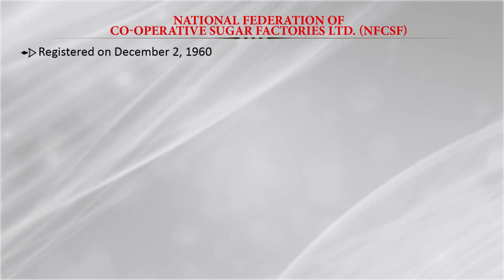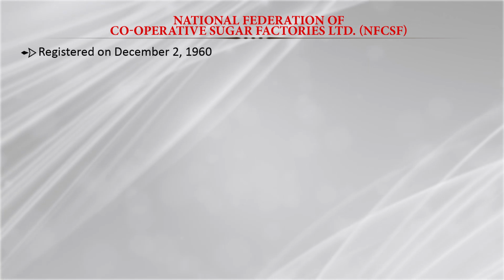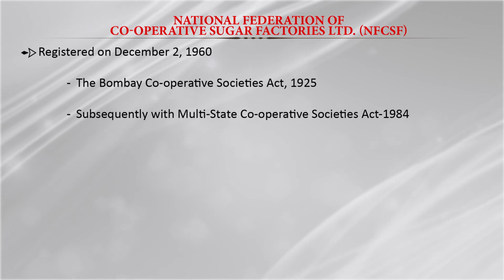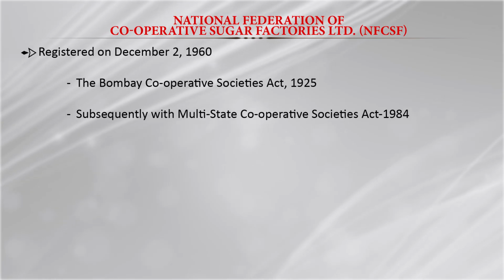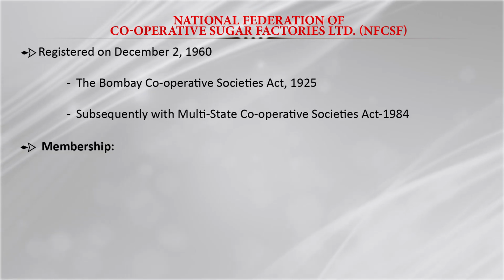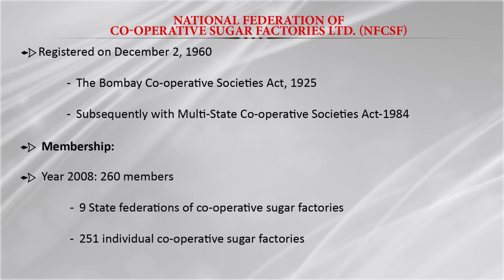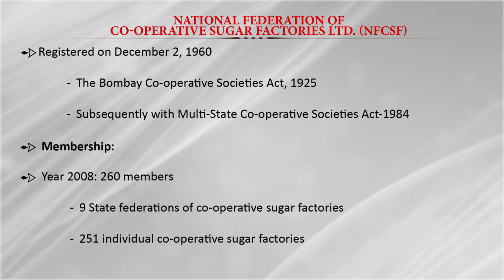We have the National Federation of Cooperative Sugar Factories, NFCSF. This National Federation was registered on 2nd December 1960 under the Bombay Cooperative Societies Act of 1925, and subsequently registered under the Multi-State Cooperative Societies Act 1984, then 2002. In 2008 it had 260 members: 9 state cooperative federations of sugar factories and 251 individual cooperative sugar factories.